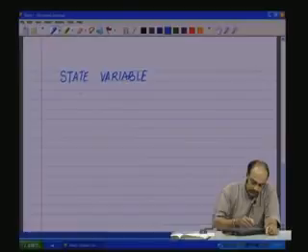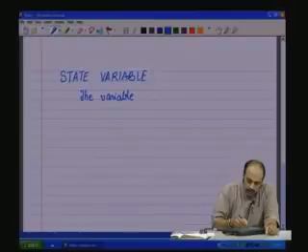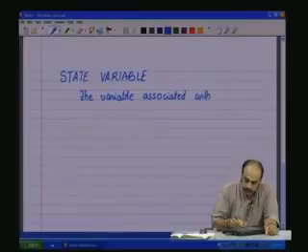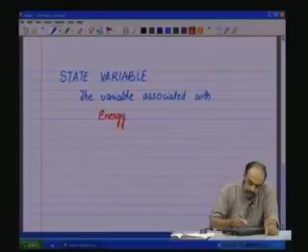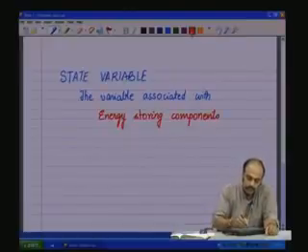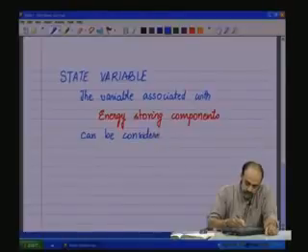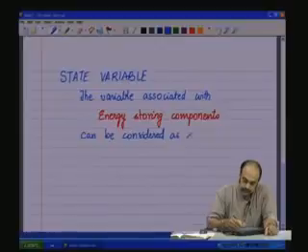So, in short, we can say the variable associated with energy storing components can be considered as a state variable.